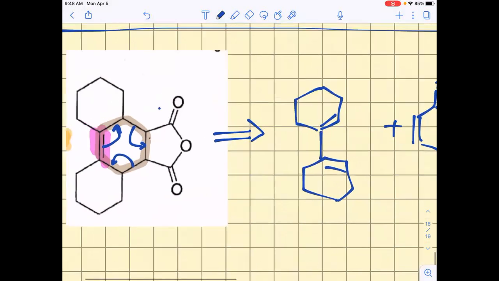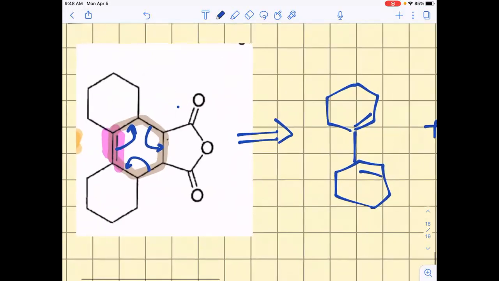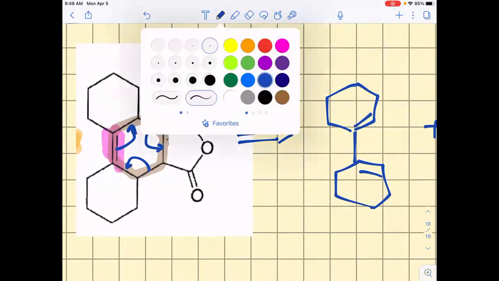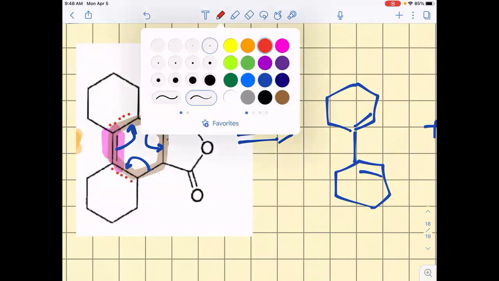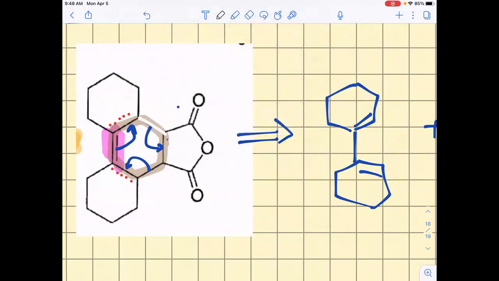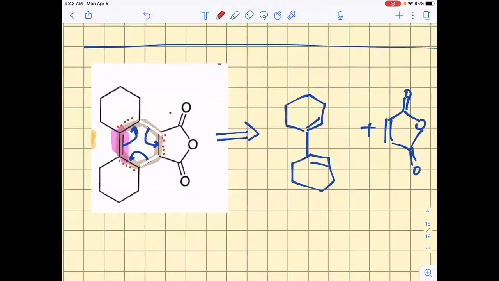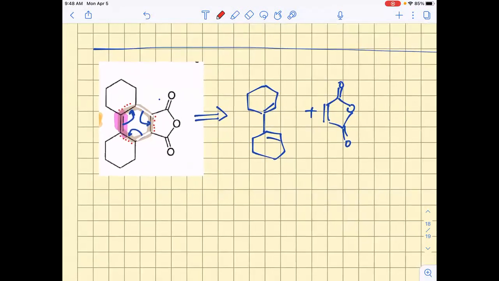Isn't that what this indicates over here? I'm going to put a pi bond here. I'll put a pi bond here. Is that right? And then I'm going to break this sigma bond right here, and I'm going to break this sigma bond right here. And I'm going to put a pi bond here also. All right. We're following? Yes.